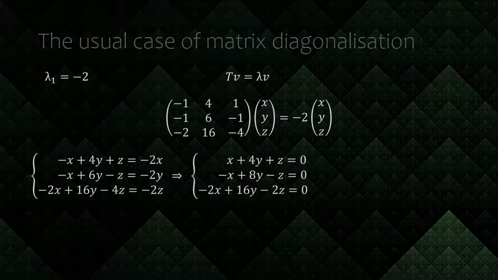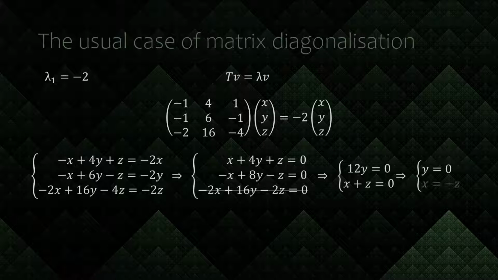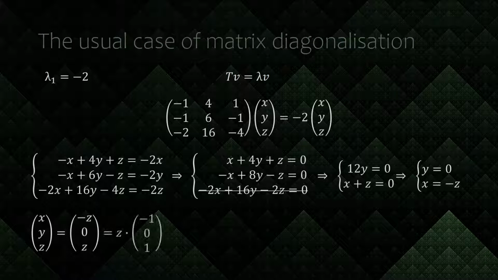We can notice now that the second and the third equations are the same, so we can cross out one of them. Adding the other two equations together, we can quickly deduce that y is equal to 0, and substituting this information into the first equation, we get x equals -z. So the vector (x, y, z) we are looking for has the form (-z, 0, z), or z times (-1, 0, 1). The eigenvector is any vector of this form, so we can choose v1 as nice as we want.